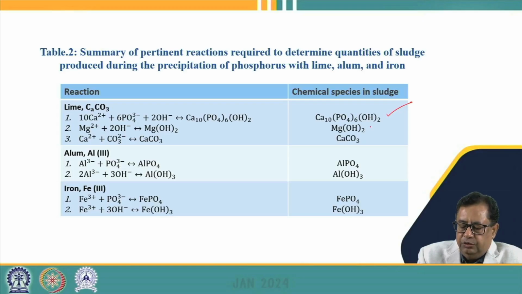Similarly, it can lead to the formation of magnesium hydroxide. It can lead to the formation of calcium carbonate. When we are adding aluminum salts, it can lead to the formation of aluminum phosphates and aluminum hydroxides. When we are adding Fe3+ salts, it can lead to the formation of ferric phosphate and ferric hydroxides.